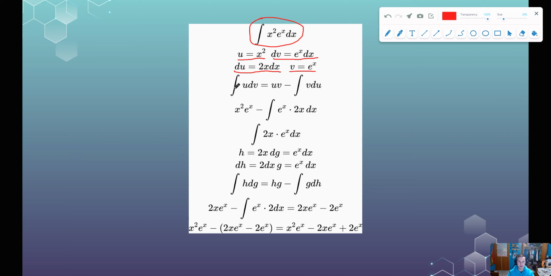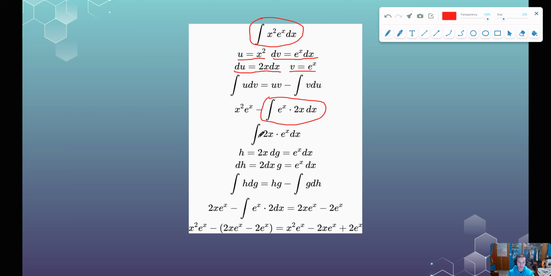So we go through and plug in our values. We get x squared e to the x minus the integral of e to the x times 2x dx. Okay, so this is an integral. Well, how do I do this integral? It probably doesn't jump off the page at you, and you probably can't just look at it and do it. You actually need to do integration by parts again.